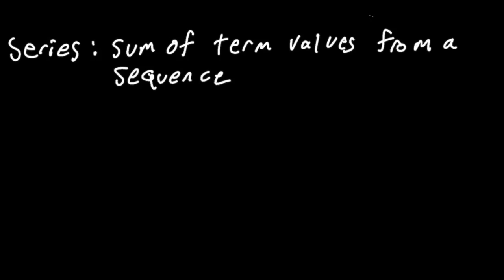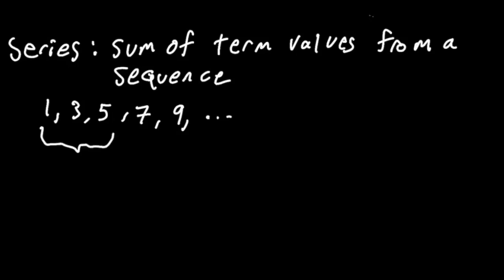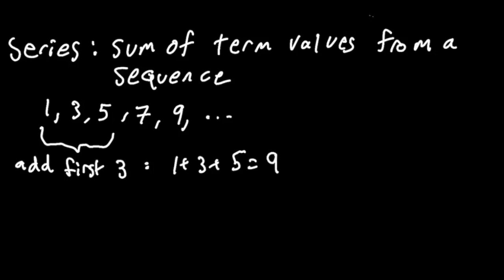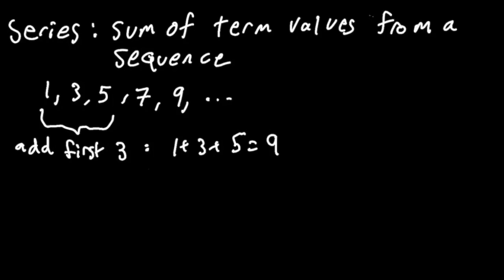For example, if we look at the sequence 1, 3, 5, 7, 9, and so on, here we could think about adding up some of the term values, for example, just the first 3 term values. So 1 plus 3 plus 5 to give us 9. And we have some notation to make it a little bit easier to talk about adding up just some of these term values. That notation is partial sum notation.